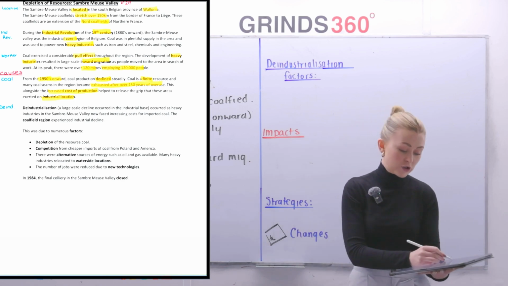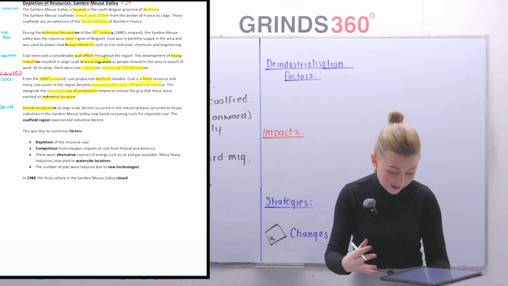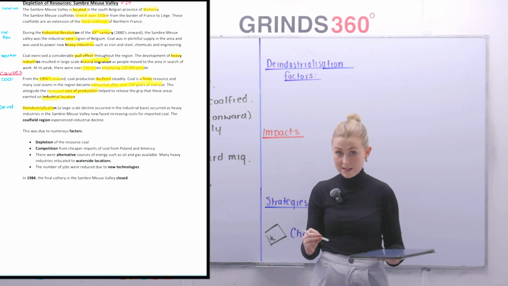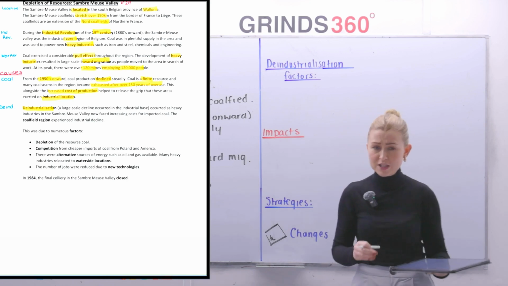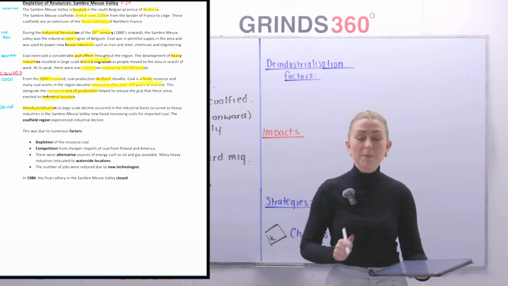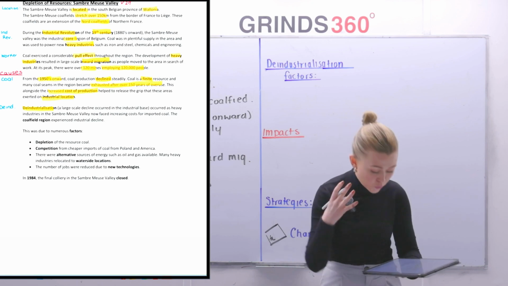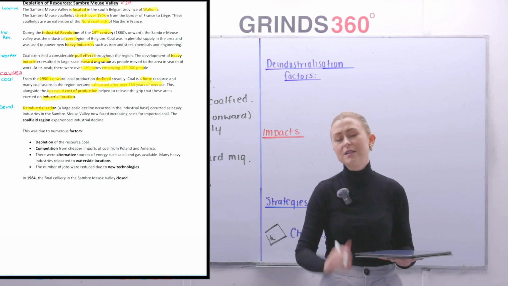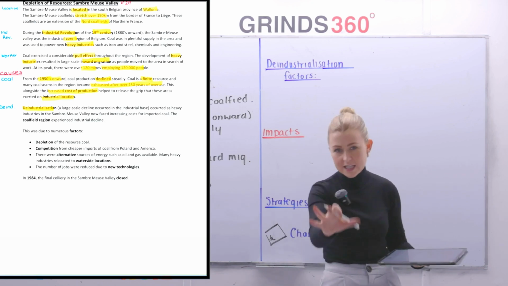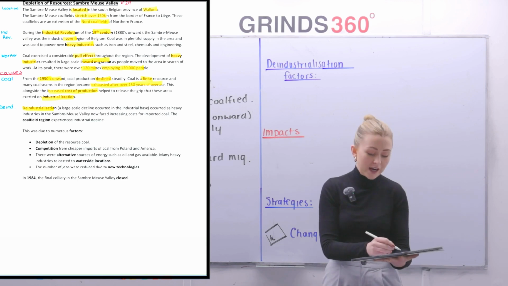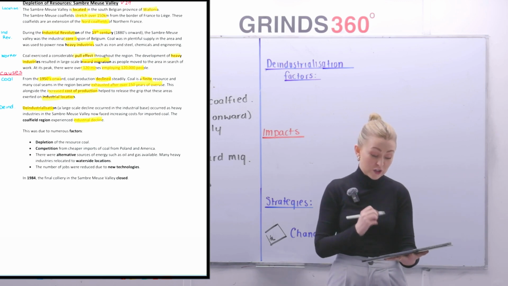Deindustrialization, highlight the word deindustrialization, which is the large-scale decline of industrial bases, occurred in the region, as heavy industries in the Sambre-Meuse Valley now face this increasing cost if they wanted to import coal. But they didn't. Many of them moved, highlight the words, move their industrial locations.